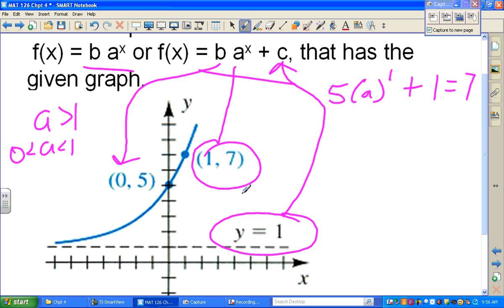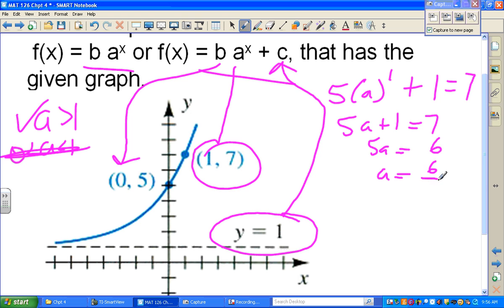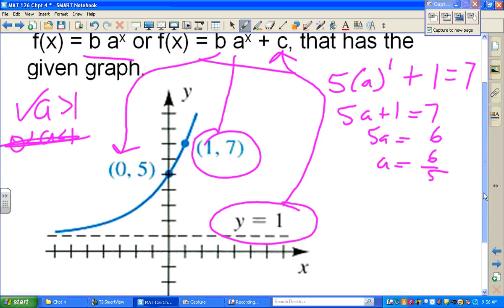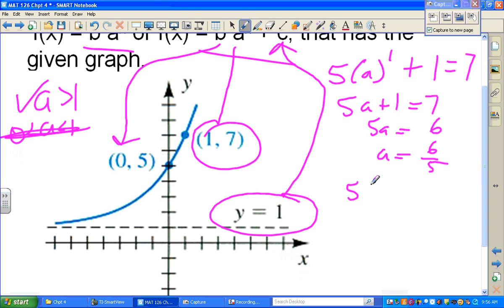Is A going to be bigger than 1 or between 0 and 1 in my answer, since it's an increasing function? What do you think, Ms. Jones? Is A going to be bigger than 1 or between 0 and 1? It is going to be bigger than 1. So over here I can solve this, can't I? 5A plus 1 equals 7. 5A equals 6. A equals, is that bigger than 1? It is.